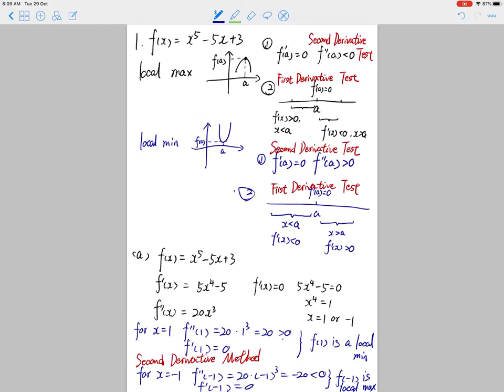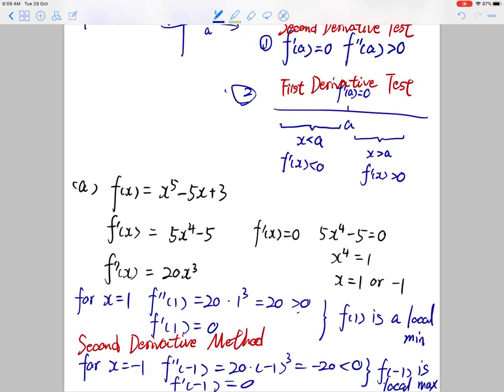So for question 2, let's check, is there any mistake? Okay, I don't think so. Then let's go to question 2. I should use first derivative test for question 1 as well, but I think it's too complicated, so I'll just use it in part B. Okay, part B, your f(x) is x over x squared plus 4.